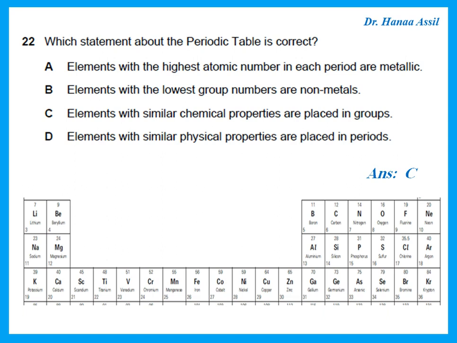Elements with similar physical properties are placed in periods? No. That has nothing to do with the period. So remember that the ones on the left, group 1, group 2, up to group 3, all of these are metallic. The ones from group 4, 5, 6, 7, and 0, that is non-metal.